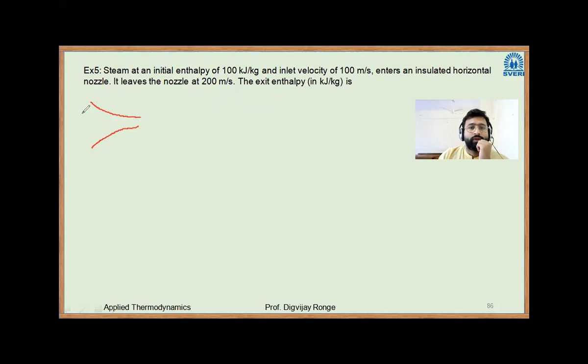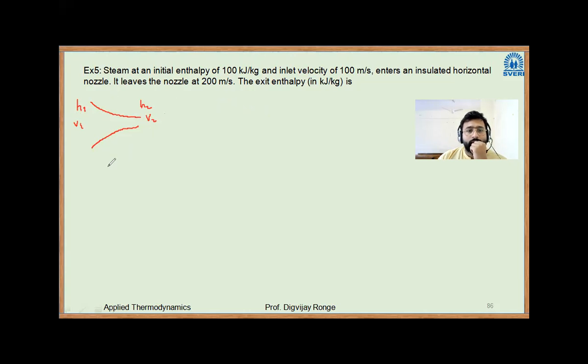Initially it enters, and the enthalpy here is given. So h1 is given and velocity v1 is given. Here h2 will be here and v2 will be here. What will happen in this case? Enthalpy will decrease, but velocity will increase.